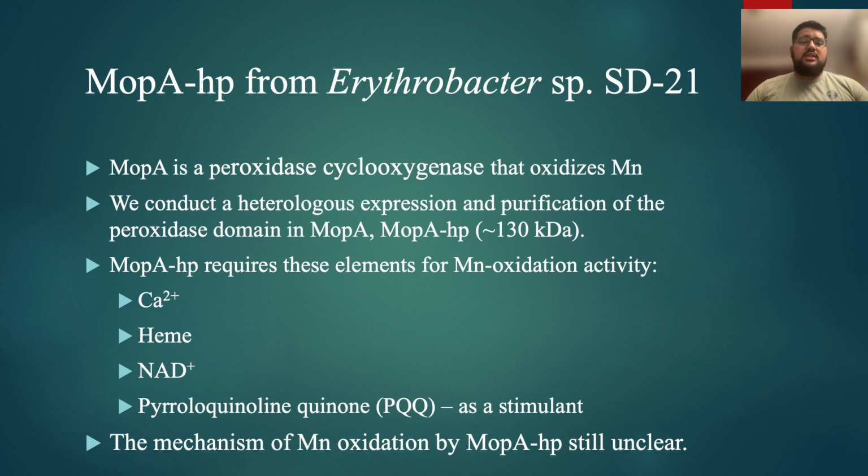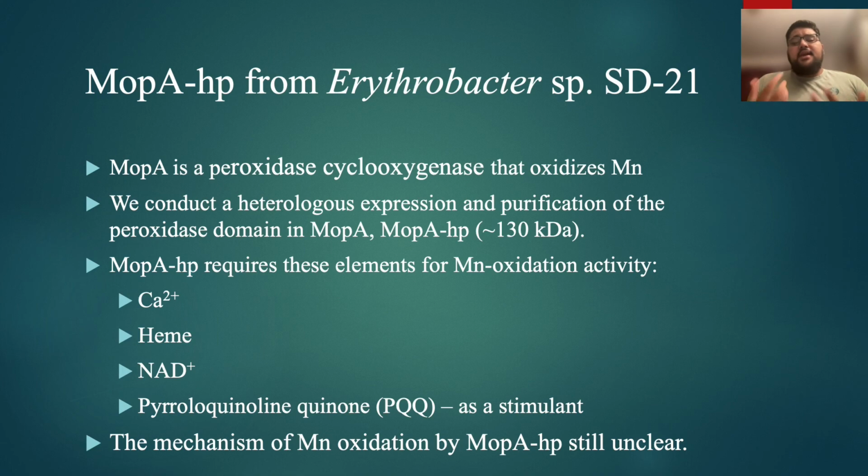MopE is a peroxidase-cyclooxygenase that oxidizes manganese. And in the lab, we conduct a heterologous expression and amplification of the peroxidase domain in MopE, called MopE-HP, which is around 130 kilodaltons. And for MopE-HP to oxidize manganese, it requires the presence of calcium, heme, NAD+, and PQQ, which actually serves as a stimulant for optimal protein activity.